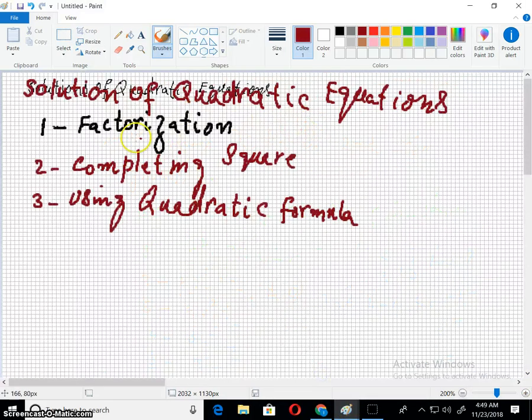Solution of quadratic equations. There are three methods of solving a quadratic equation. One is by factorization, two is by completing square, three is using the quadratic formula. Let's solve an example.